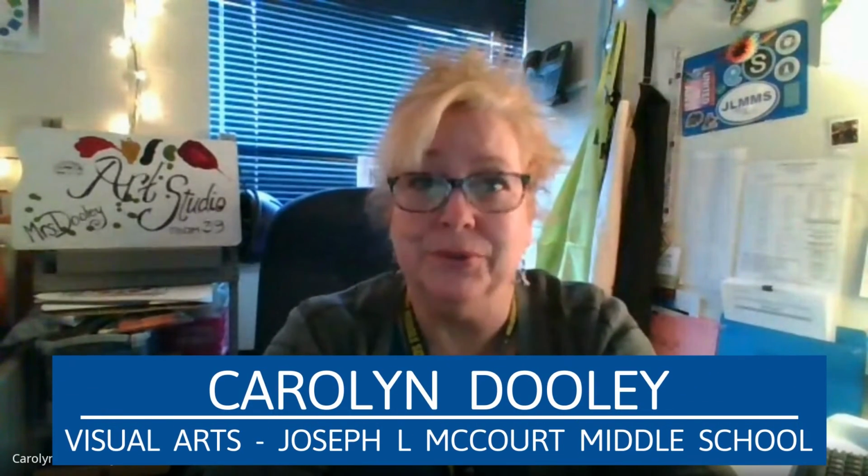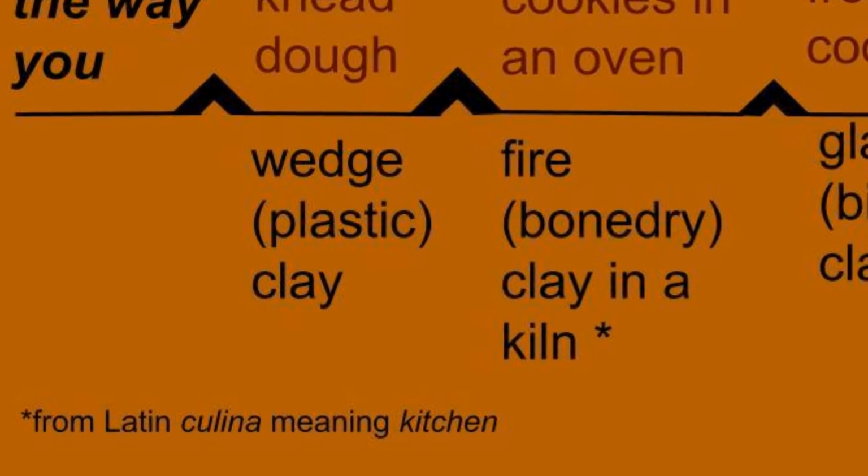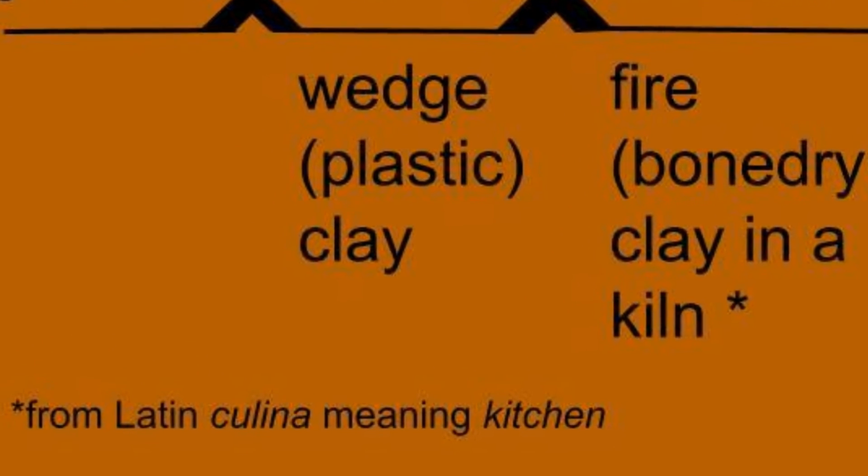Hi, I'm Carolyn Dooley, and I teach visual art grades 6, 7, and 8 in Cumberland at Joseph L. McCourt Middle School. And when I'm teaching visual art, I can support the vocabulary and phonological awareness strands. When teaching ceramics, it is important to know that the students are using a kiln with the m sound versus kiln. And a lot of students will pronounce kiln with the m at the end.